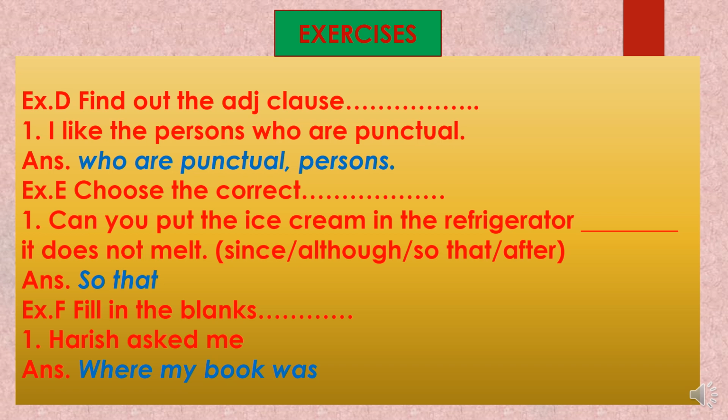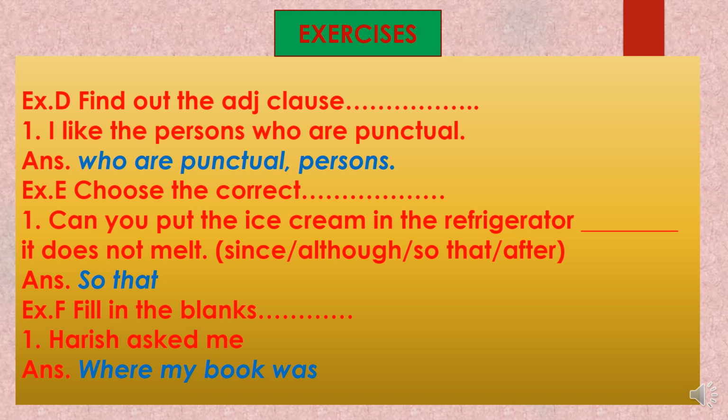This is the reason why I bought this puppy. So why I bought this puppy is the adjective clause, and the reason is the word that it is defining. This is the reason why I bought this puppy. Got it? Now see the next exercise.